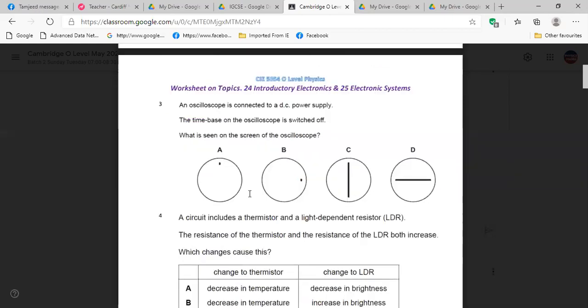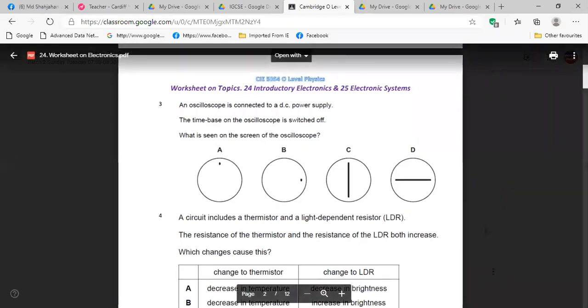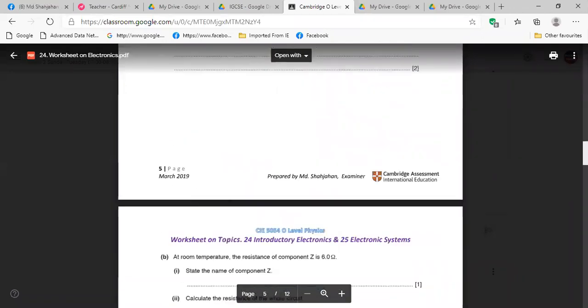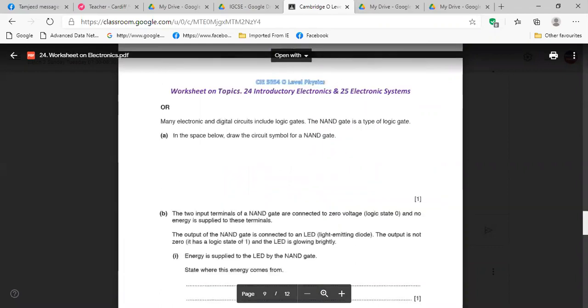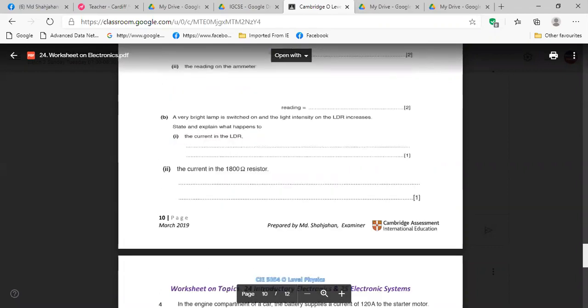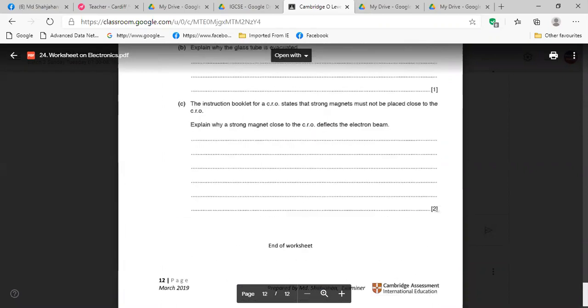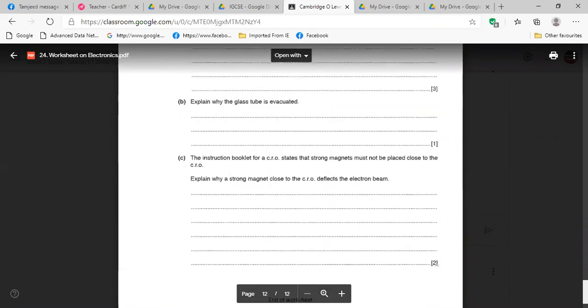Next. Anything else here in MCQ? No, sir. Okay. Now we will go for the structured part. Did you try structured? No, sir. Why didn't you try? I gave up. You gave up.